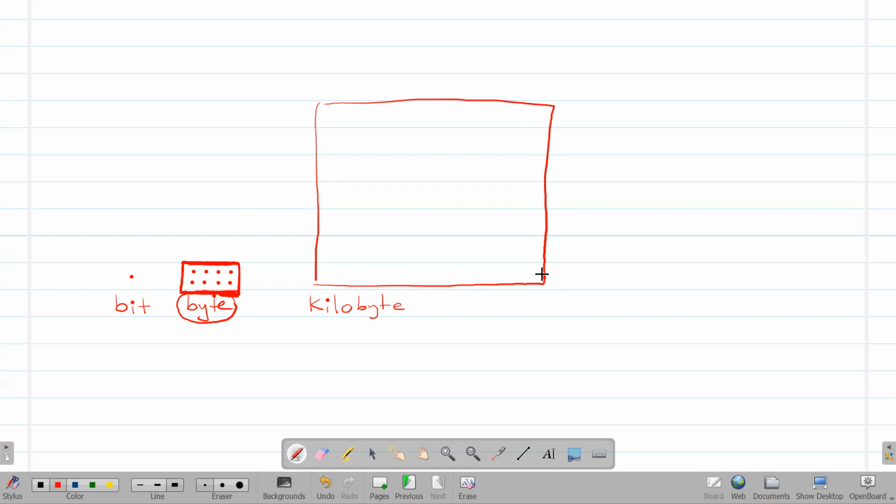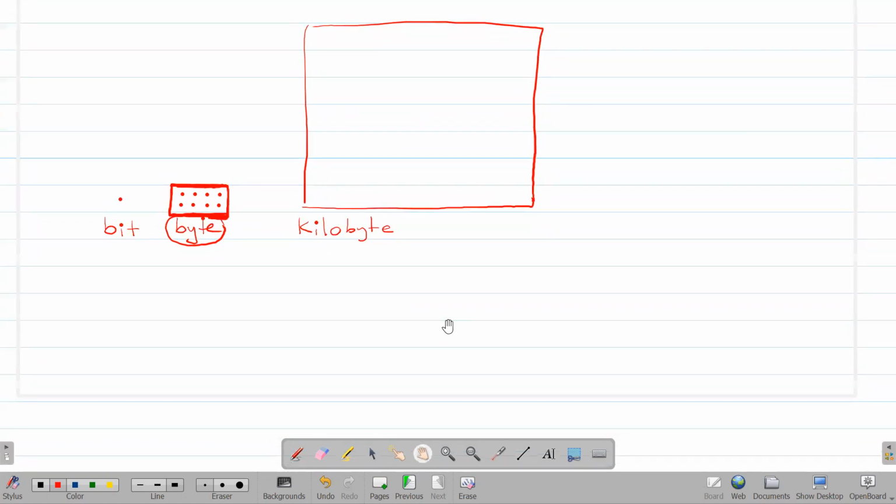Now, if we scale it onto this board, I'll take this as a bit. And if I put my 8 bits together, this kind of small box is a byte. And kilobyte, of course.